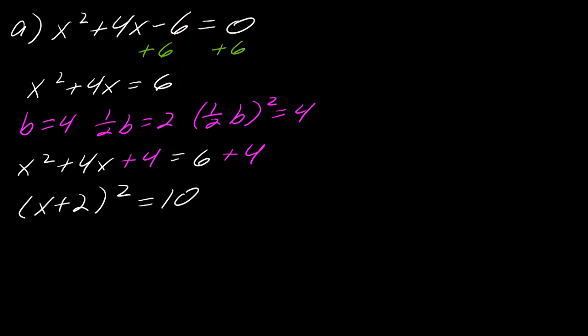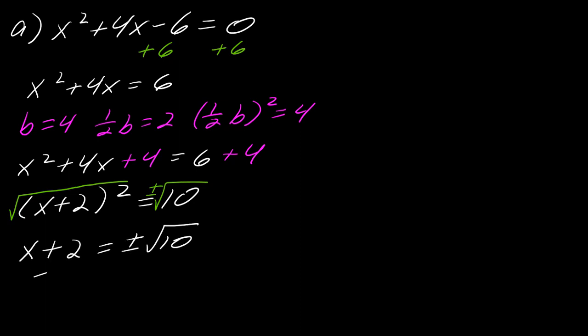And now you can use the square root property to finish this. So if you want to pause, hit play when you're ready. So I'll take the square root of each side. And so now this is going to be x plus 2 equals plus or minus the square root of 10. So now I just finished solving for x. So I get that x equals -2 plus or minus the square root of 10.